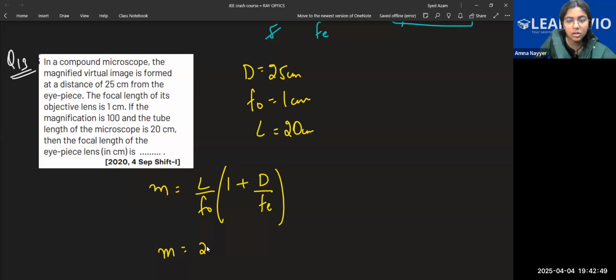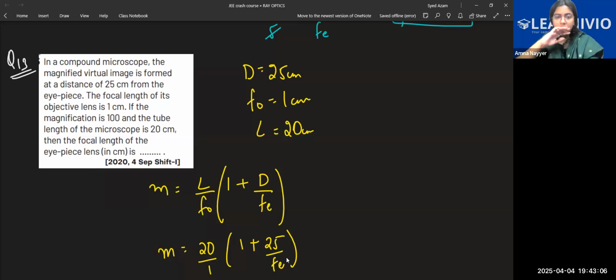Magnification will be 20 divided by 1 plus 25 by Fe. So we'll have variables here. Now here it is saying that if the magnification is 100, then the length of the tube is 20 centimeters. So directly let's put the magnification then.